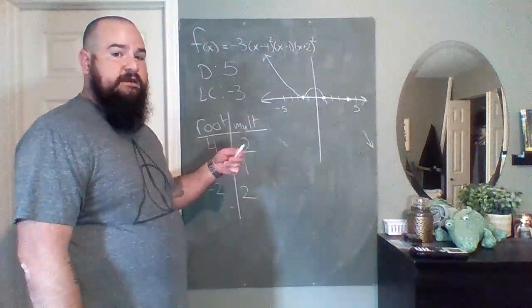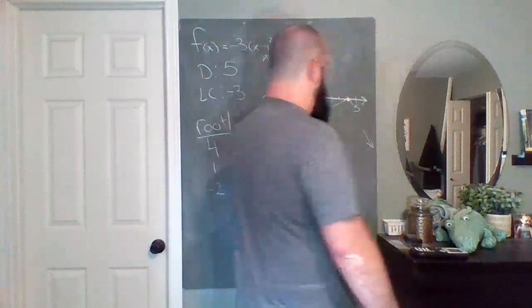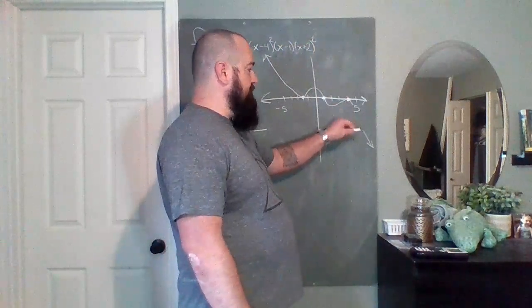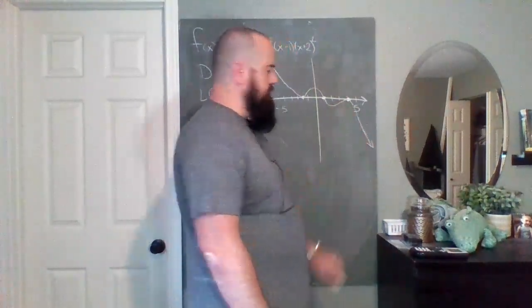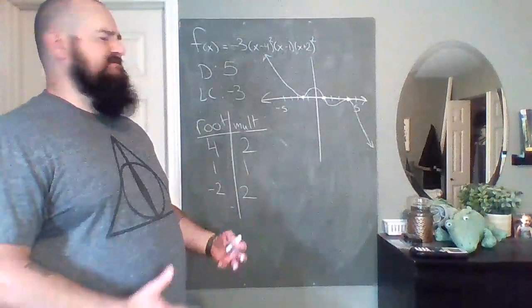Multiplicity of 2 is even. Evens bounce off. Bounced off. That's my last one. I'm below. We're happy. Connect that to our end behavior. We're done. That's it. It's that easy. It's so nice. It's so smooth.